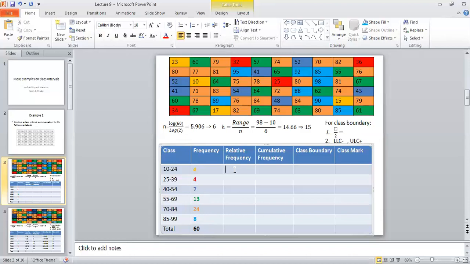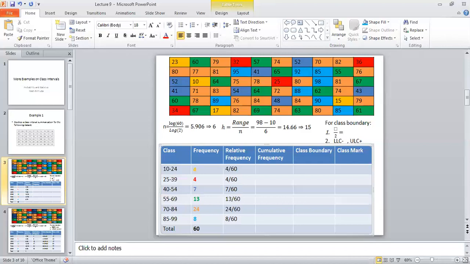Next comes the column of relative frequency, also called the probability for the class to appear at the output, a value from this class to appear at the output. So it is 4 by 60 for the first class, and again 4 by 60 for the second class, then 7 by 60 for the third class, then 13 by 60, and similarly 24 by 60, and lastly it is 8 by 60.